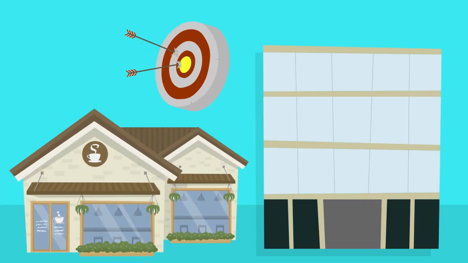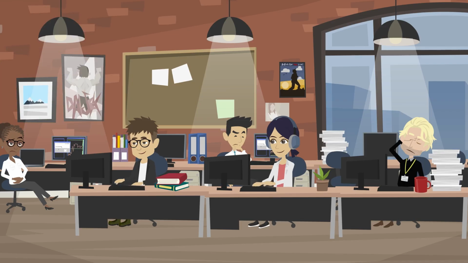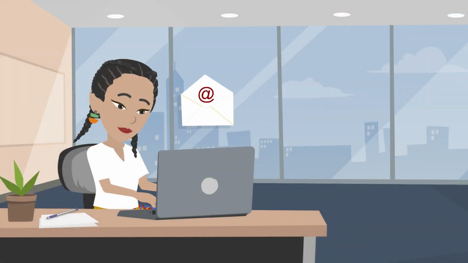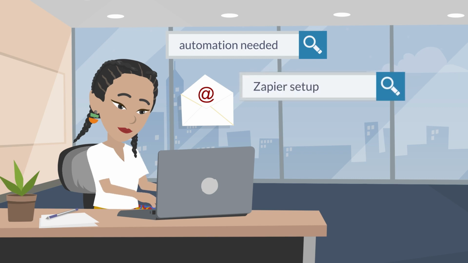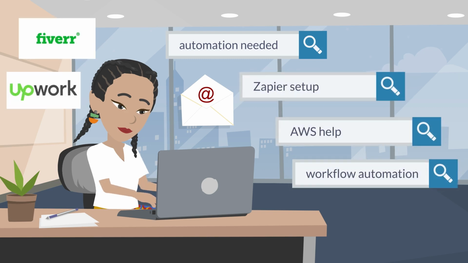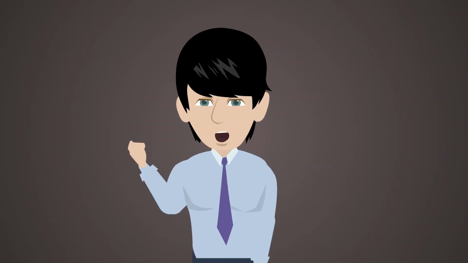Target small to medium-sized businesses drowning in manual tasks, agencies stuck with chaotic operations, or startups using cloud tools but with no real infrastructure. Reach out to them using cold emails or by searching terms like automation needed, Zapier setup, AWS help, and workflow automation on Upwork and Fiverr. It won't take long until you can scale this to $100,000 a year. Let me get you started with this one.